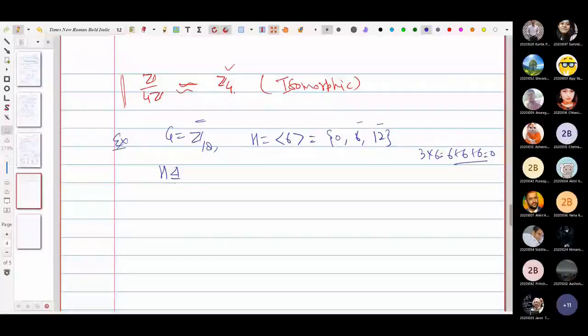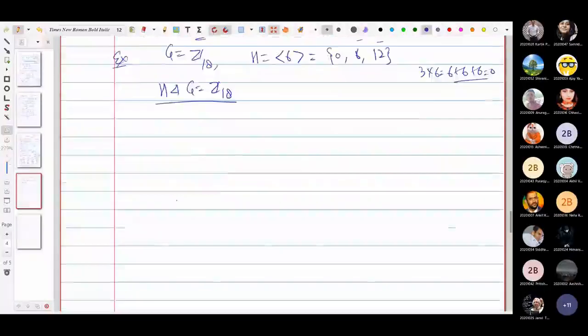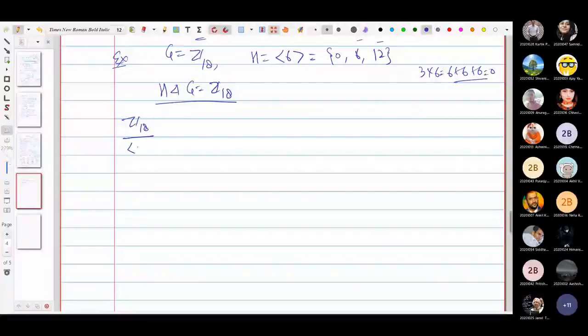So this is Abelian, in fact cyclic also. So H is normal in Z, that is Z18. So we can very much talk about the quotient group. What quotient group can we talk about? Z18 over H. Okay, so what kind of elements may it have?